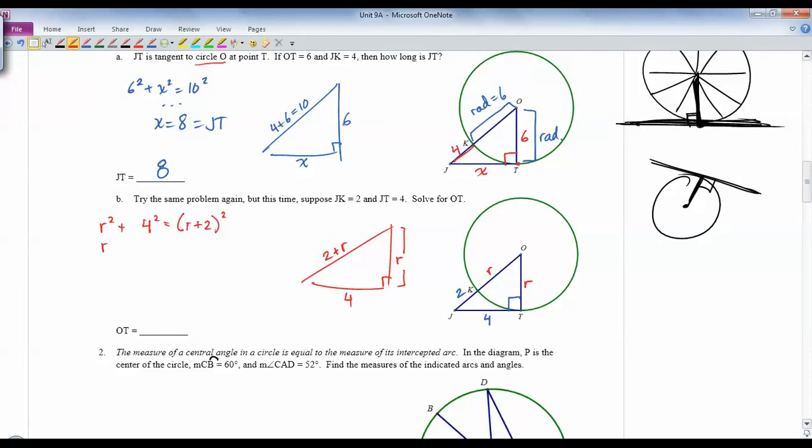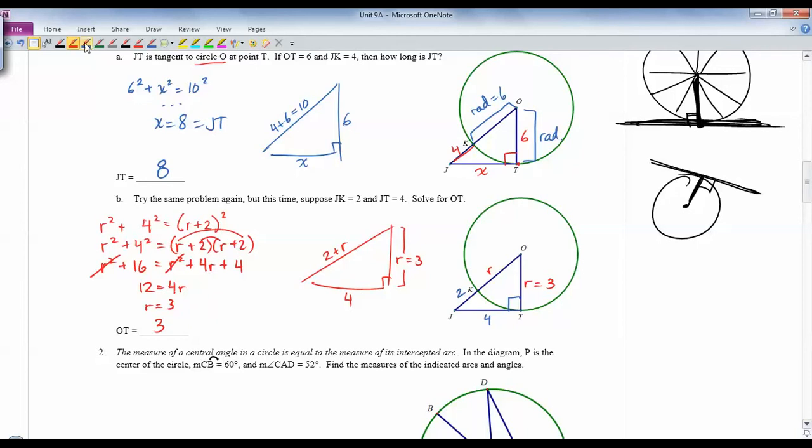So if I work this out, R squared plus 4 squared, oh, sorry, it's covering up the mic. I hope that didn't mess you up too much. Equals, think of this as (R plus 2) times (R plus 2), so I'll write that out. So R squared plus 16 equals R squared plus 2R plus another 2R plus 2 times 2 is 4. And then, actually, the R squareds cancel. So if I bring this 4 over, I get 12 equals 4R. R equals 3, which is the same thing as OT. So OT equals 3.